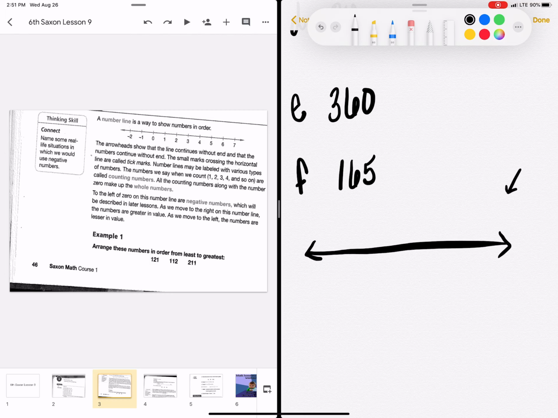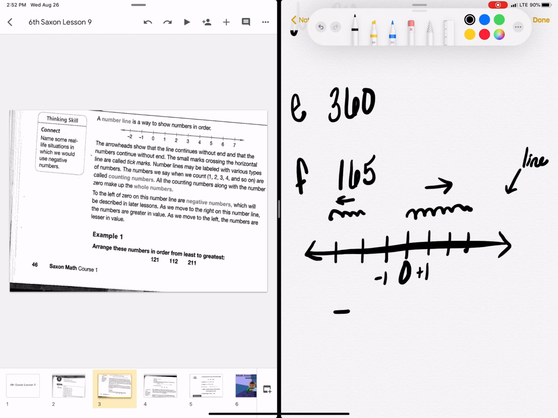As we move to the left, it gets fewer and fewer and fewer, and as we move to the right, it gets greater and greater and greater. So if we're going this way, it's subtraction. This way, it's addition.